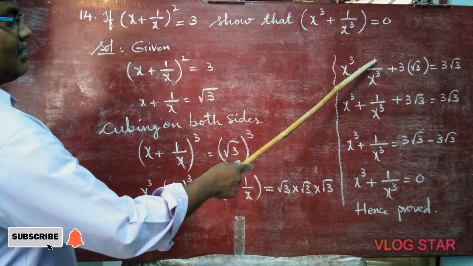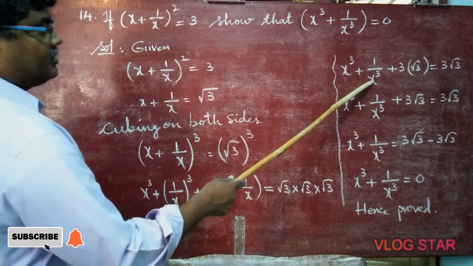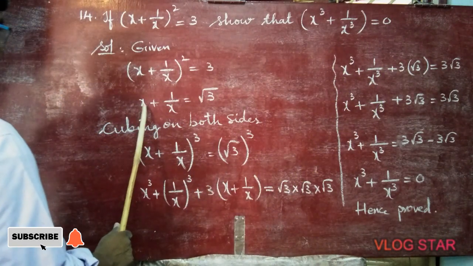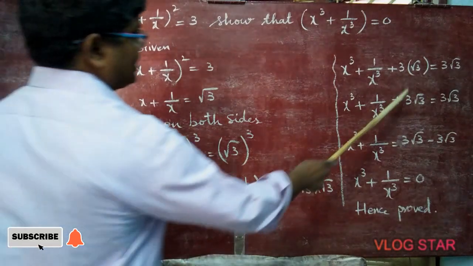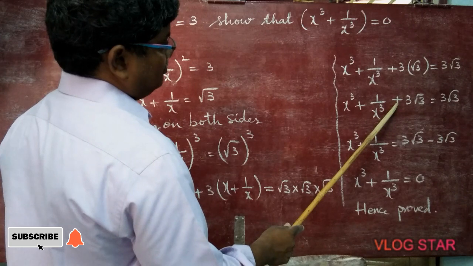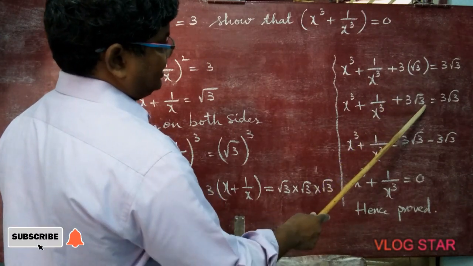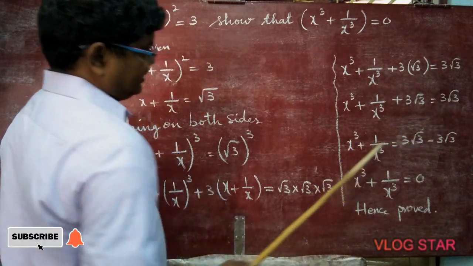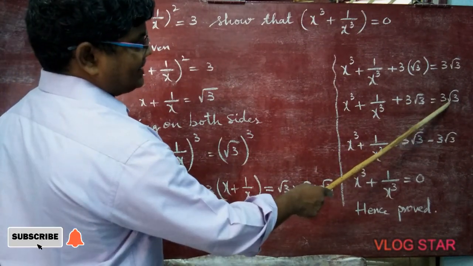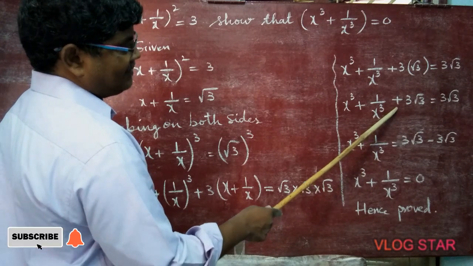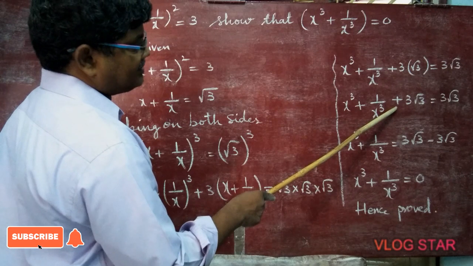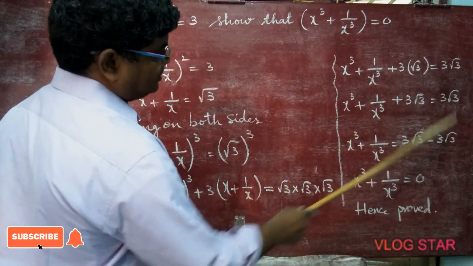x cube plus 1 cube, 1 cube means 1 only, x cube means x into x into x, plus 3 into root 3. From where we got this root 3? In the x + 1/x place, we replaced root 3. Now x cube plus 1 by x cube plus 3 into root 3, that is 3 root 3, is equal to 3 root 3. x cube plus 1 by x cube is equal to, this is the right hand side 3 root 3 and this is the left hand side plus 3 root 3, plus 3 root 3 from left side to right side goes minus 3 root 3.